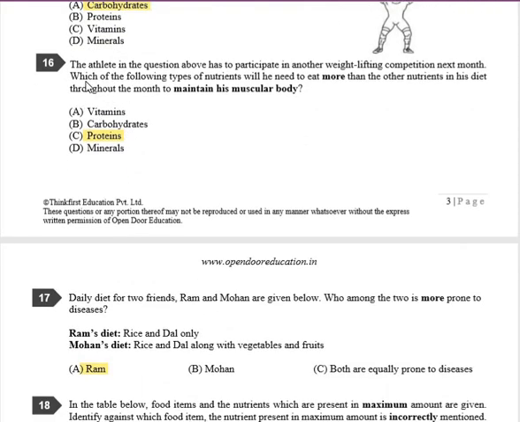Now coming to question number 16. The athlete in the question above has to practice in another weightlifting competition next month.